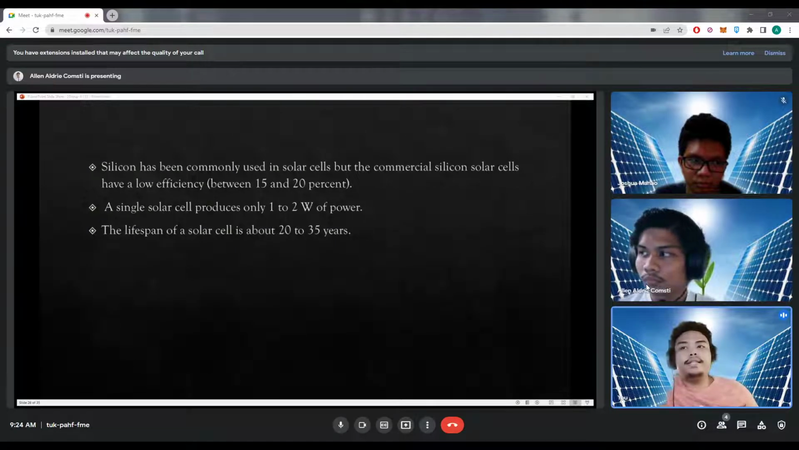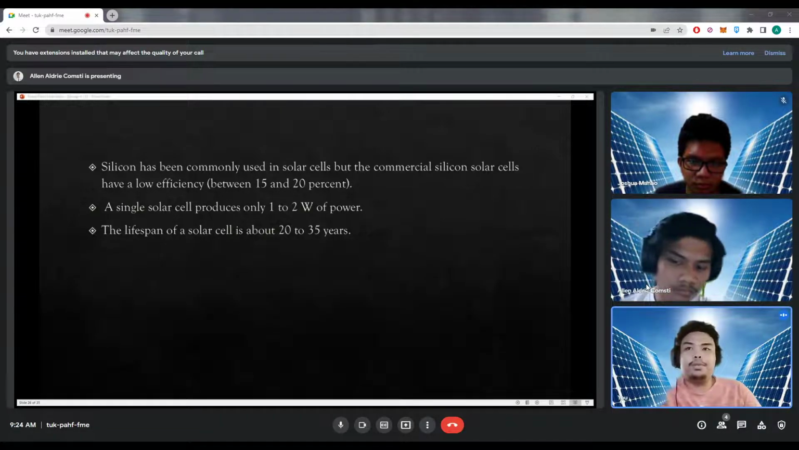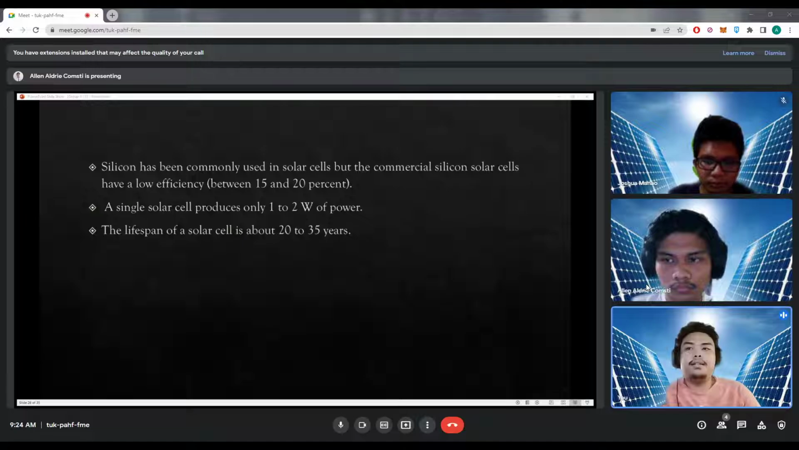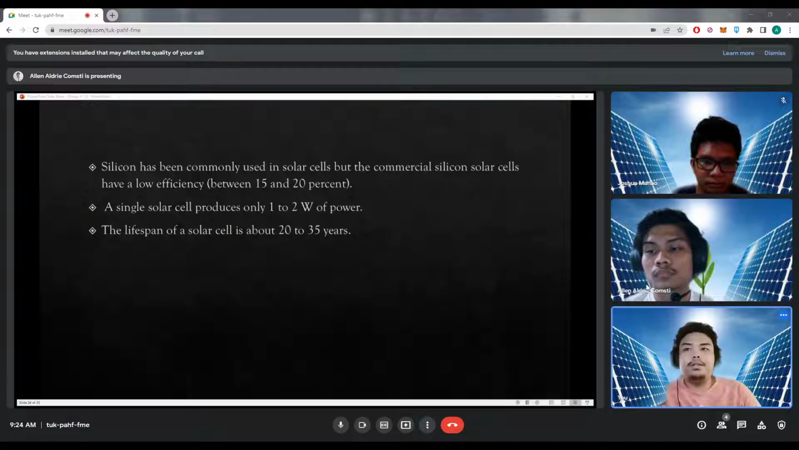Next, a single solar cell produces only 1 to 2 watts of power. Multiple cells should be connected to form modules, and modules should be connected into arrays so that reasonable amounts of power can be generated. This way, both small and large photovoltaic cell systems can be installed depending on the demand. Lastly, the lifespan of a solar cell is about 20 to 35 years. Collection of dust on panel surfaces over time reduces the performance of solar panels.